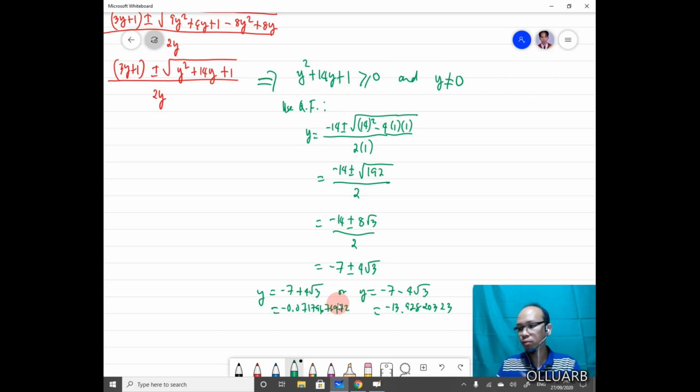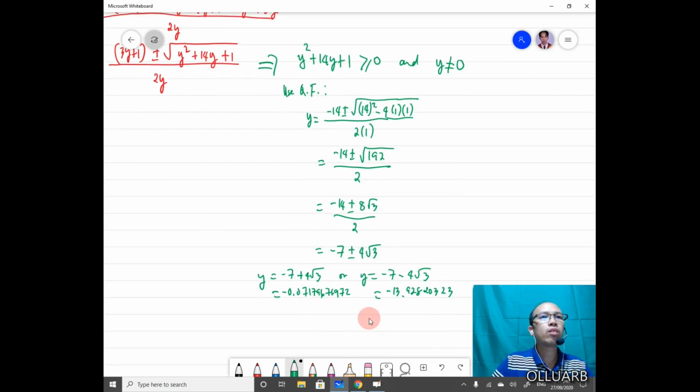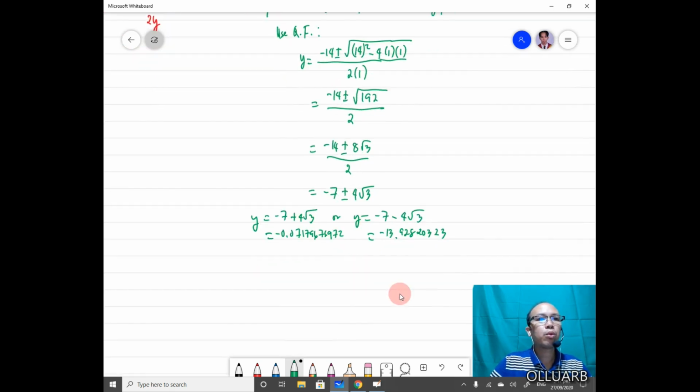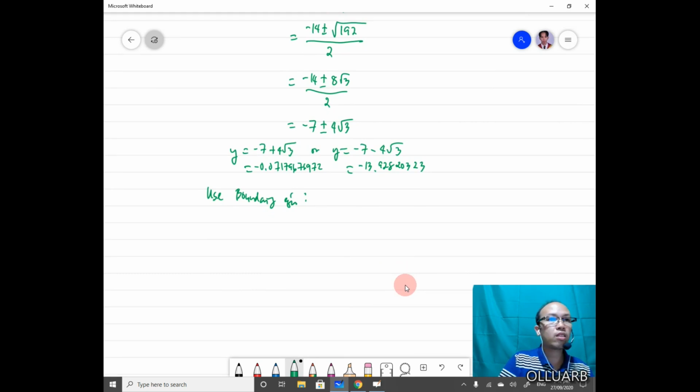928203323. Okay, so that's the value. So if we will use the boundary equation, this is in your algebra class. I don't know if your previous teacher knew this method, but for this discussion I assume.